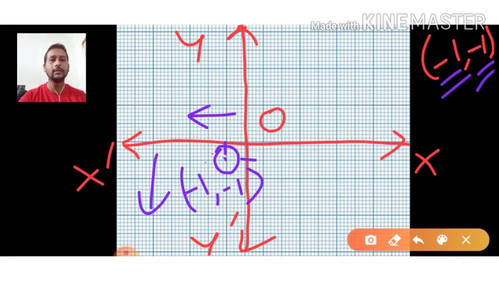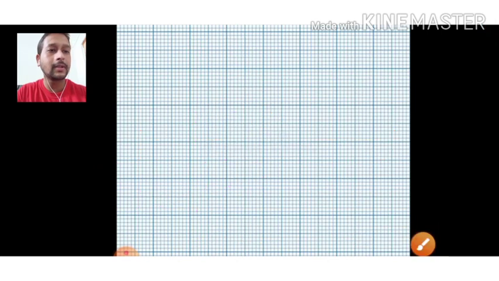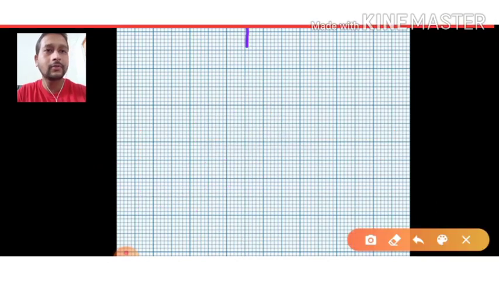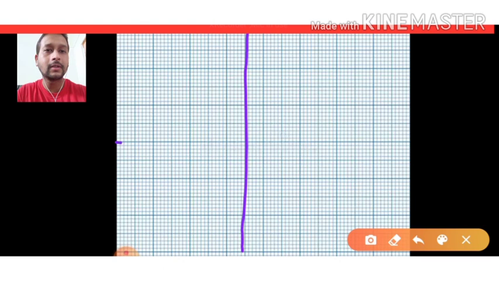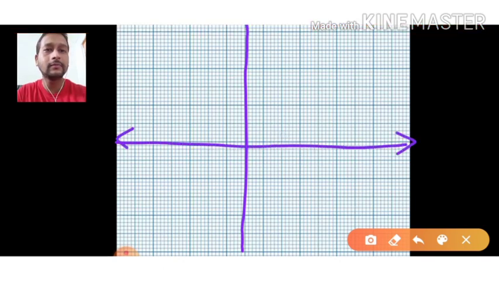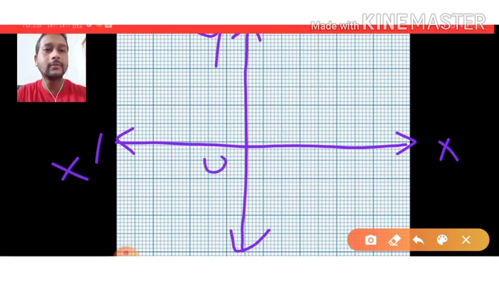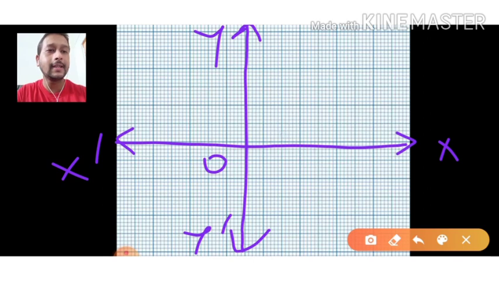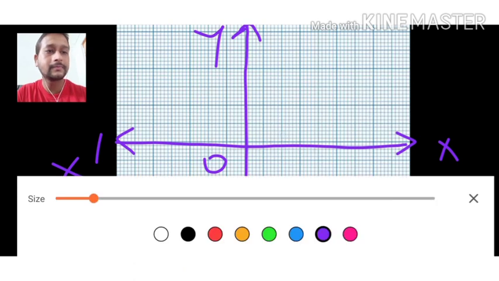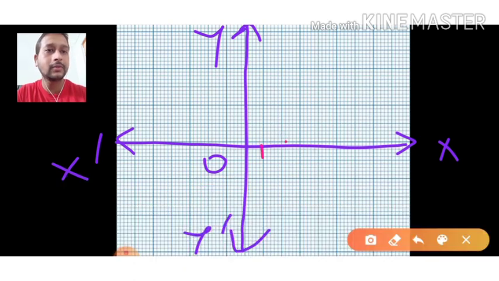It is difficult to do here, that is why I am showing it this way. But the first thing you have to do is draw the perpendicular axes: X O X dash, Y O Y dash, and then you equally mark the units, say this is 1, 2, 3.